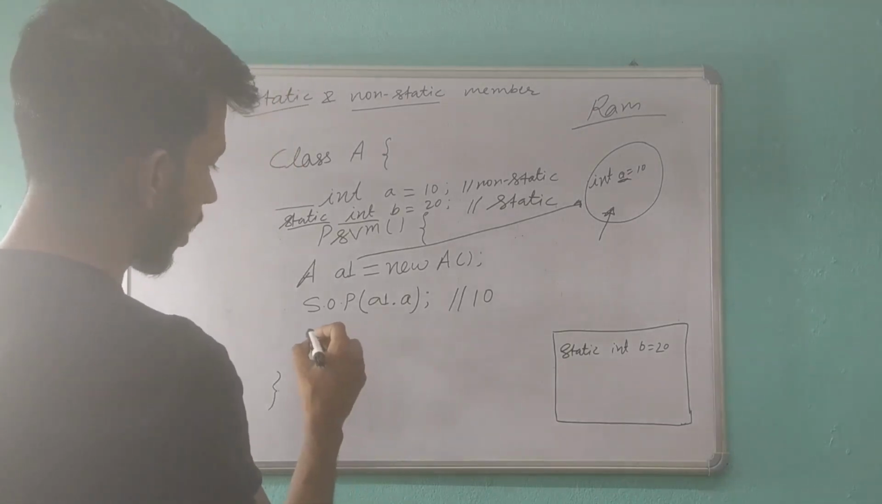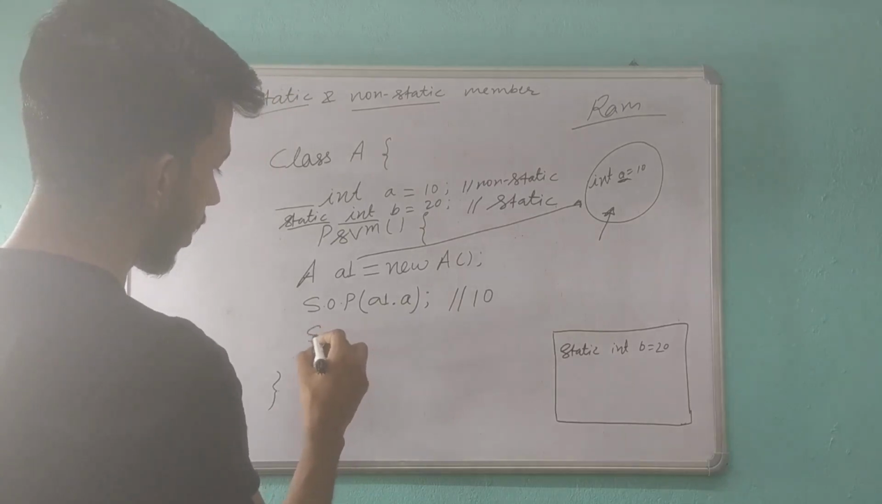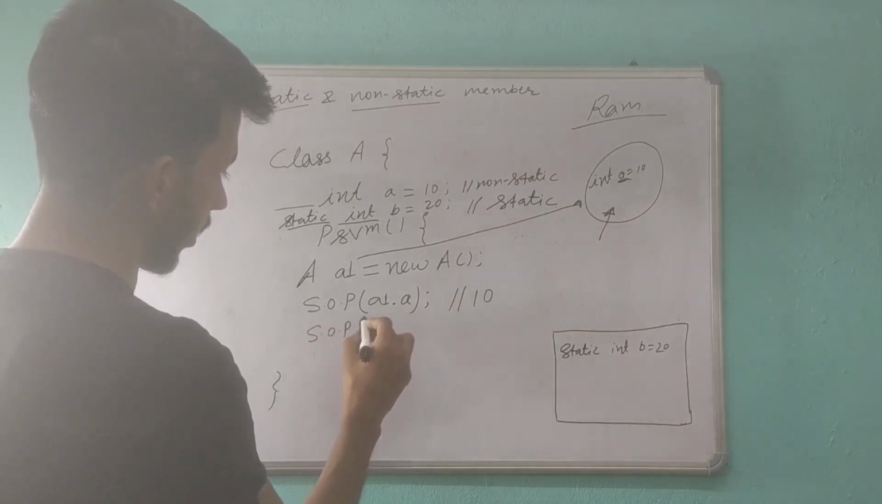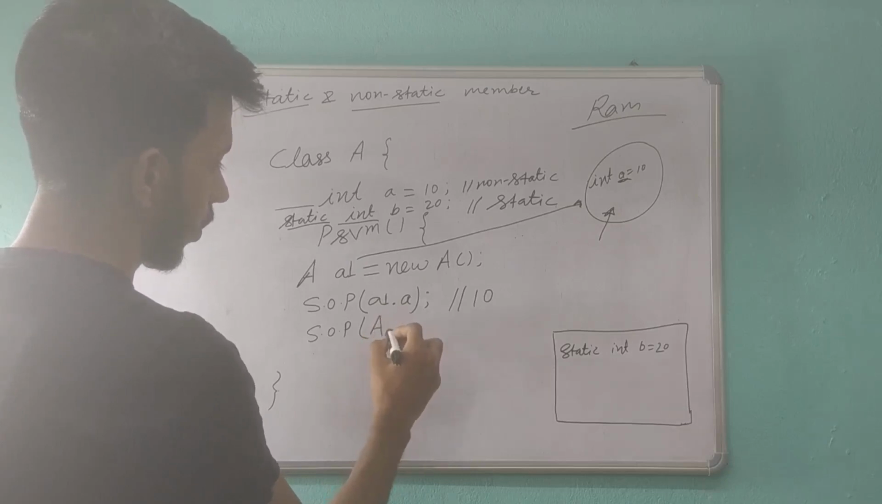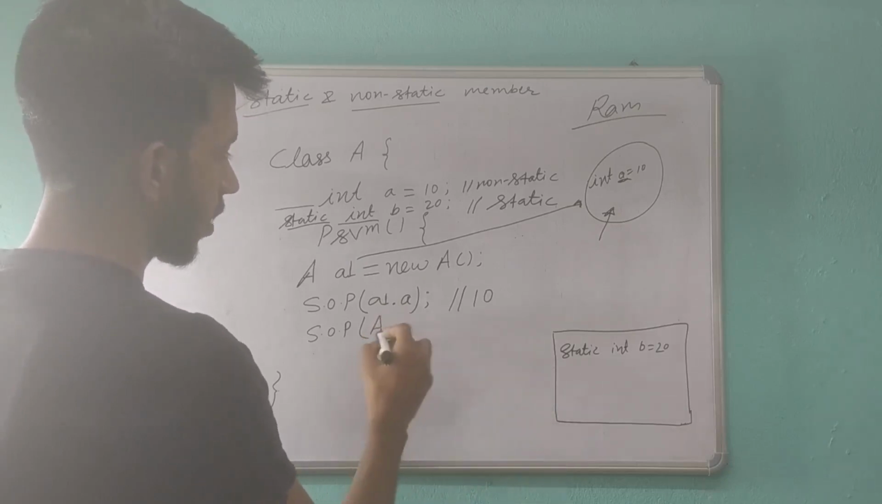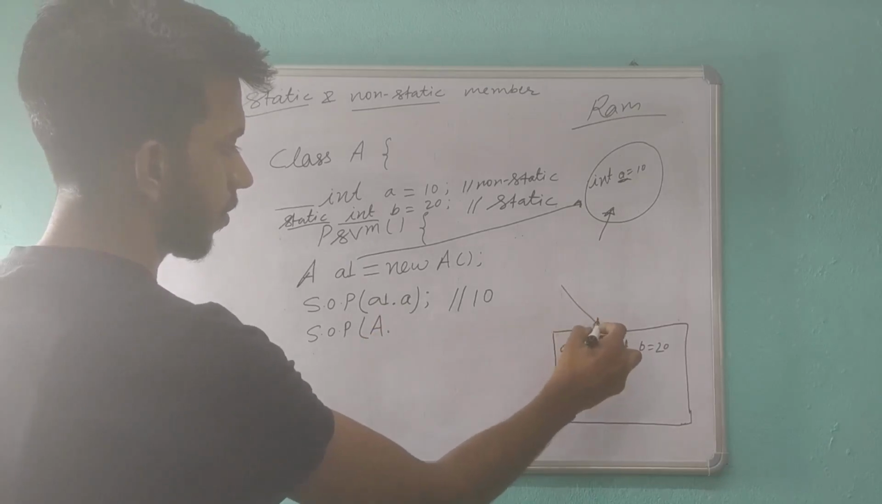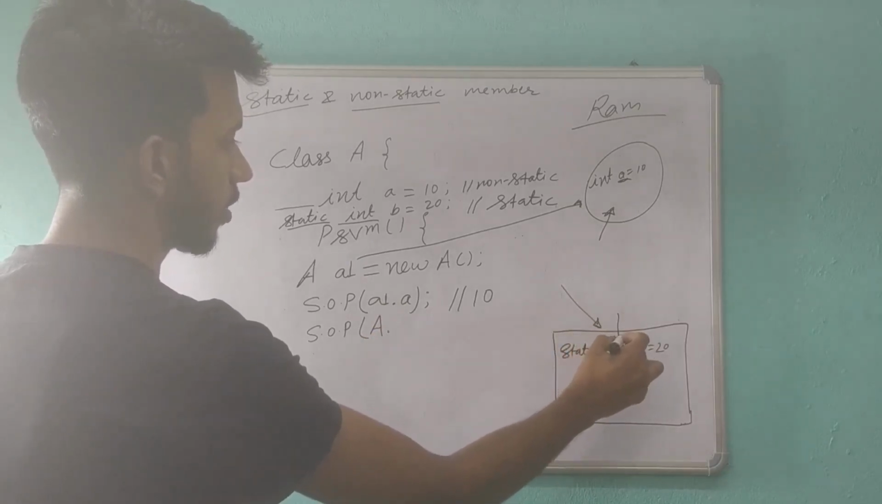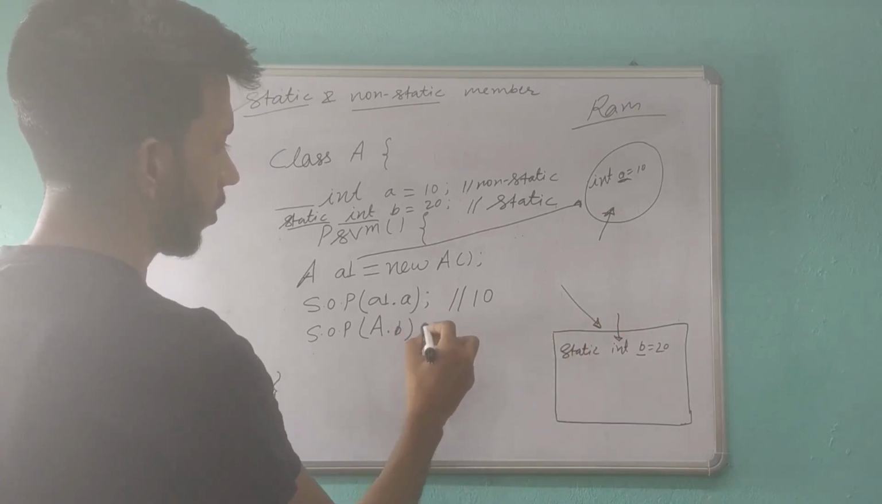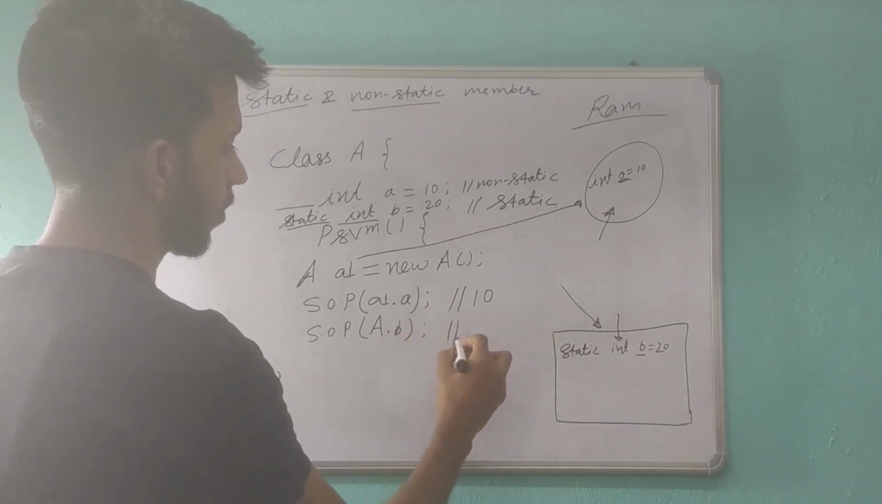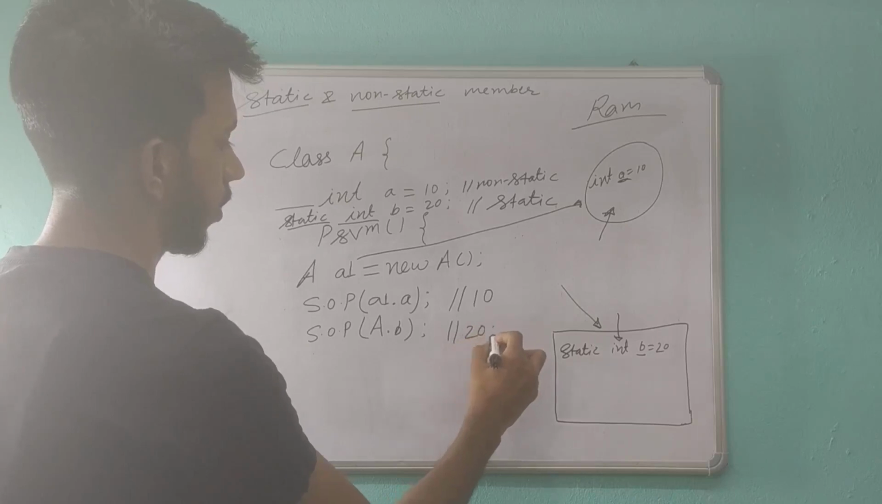Let's access the static members. To access static members, there is a syntax. Class name dot b. The class name refers to this memory, dot will enter inside this memory, and b will give the value of b, and it will print 20 on the editor.